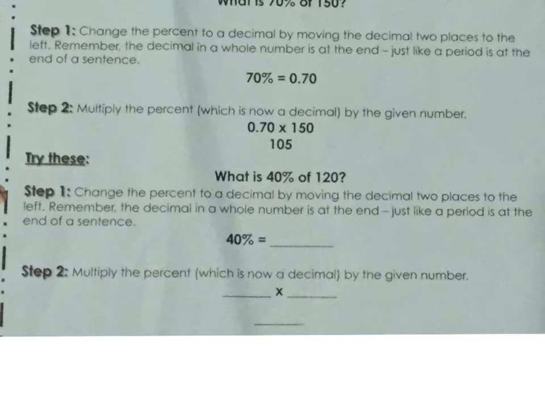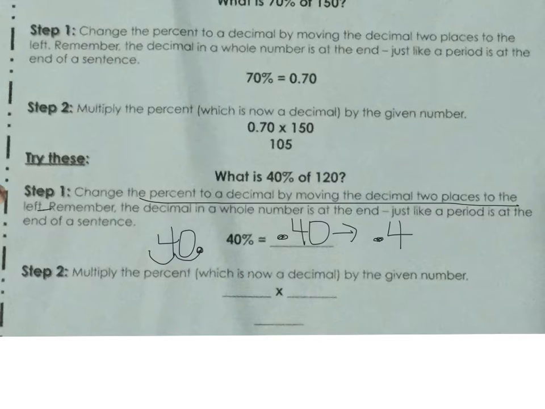Alright, let's do the next one. So I have to find 40% of 120. First thing I want to do is change my percent to a decimal by moving it 2 spots to the left. So 40%, it's like looking at 40 with my decimal at the end. Move it 2 spots to the left. That's like 40 hundredths, or 4/10.